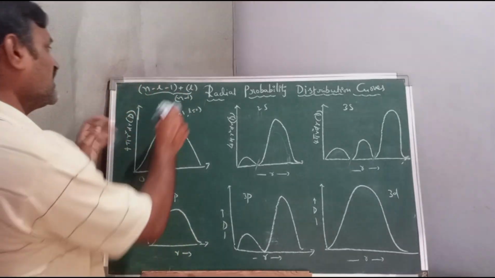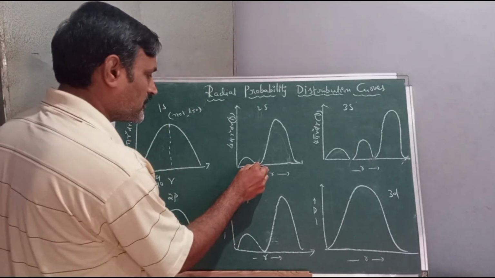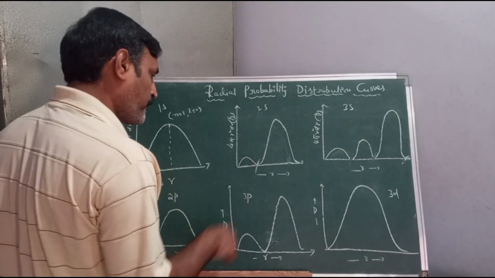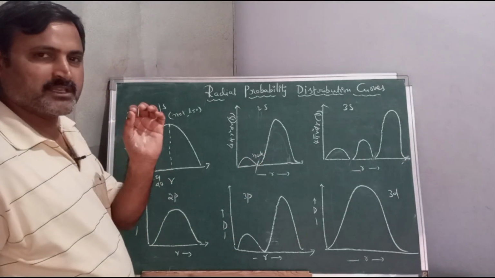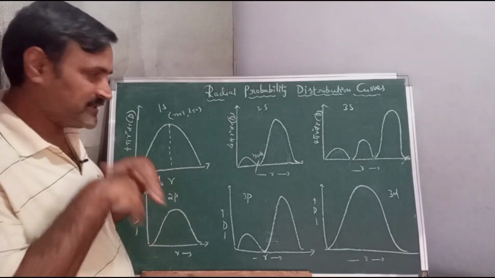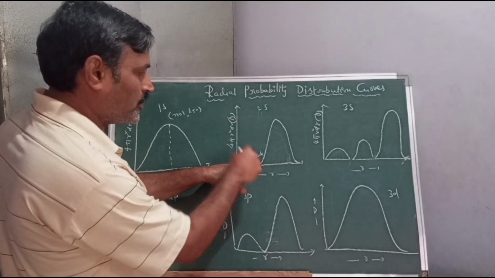But the point is, if you see these curves, wherever the curve meets the x-axis, that point you will call a node, where the probability becomes 0. The probability of finding the electron is 0 there. That point we call a node.